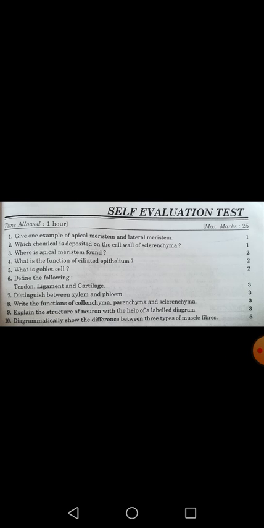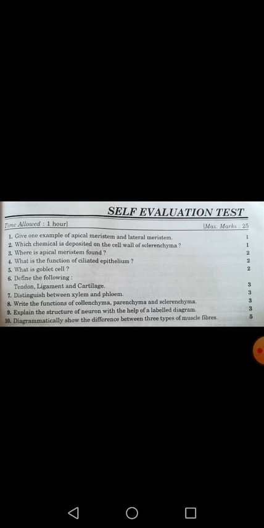So, students, the first question has 1 mark. Give one example of apical meristem and lateral meristem. Growing root tip or shoot tip are the examples of apical meristem, while lateral meristem examples are cork cambium or vascular cambium. So growing root tip or shoot tip is the example of apical meristem, and cork cambium and vascular cambium are the examples of lateral meristem.